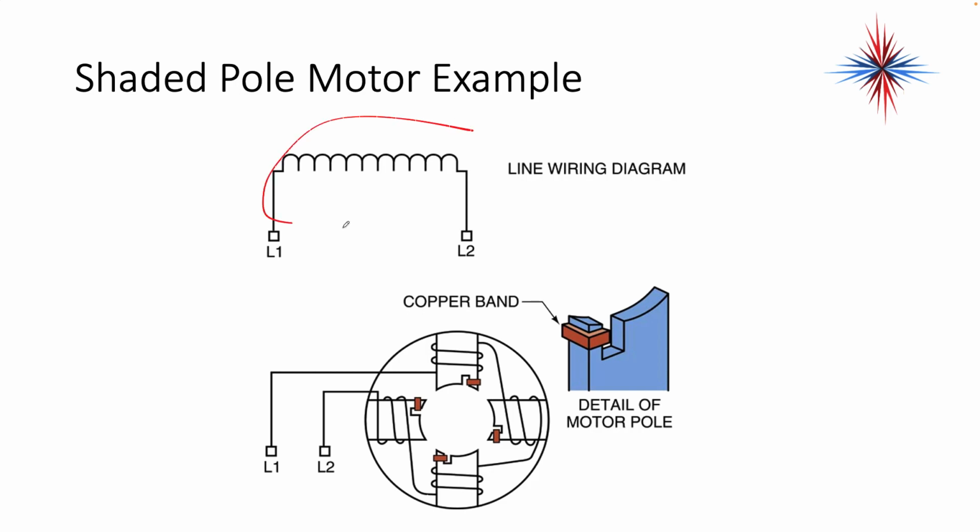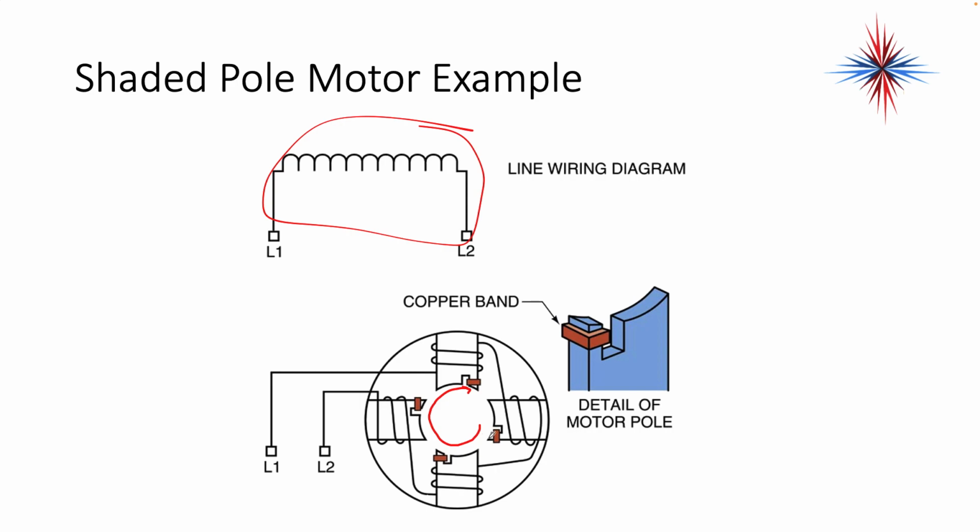Okay, we have our wiring diagram up here. Basically, it's just a coil. If you want to see how it's designed, we have our L1 that continues to wrap around the stator, and there's a copper band. So the movement of the rotor is always towards the copper.